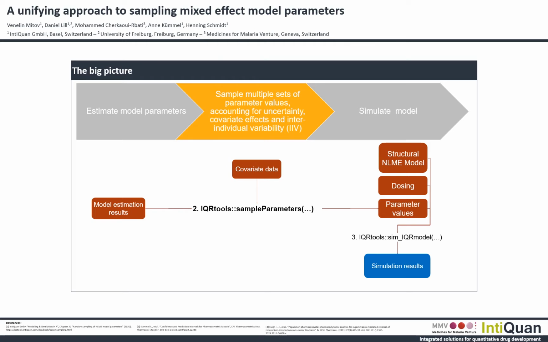This is accomplished by simulating multiple times, each time using a randomly sampled set of model parameter values. And so, the random sampling of model parameter values based on the estimated uncertainty, variability, and covariate distributions becomes an essential prerequisite for the simulation.